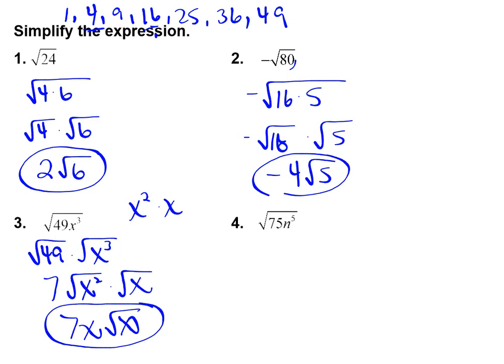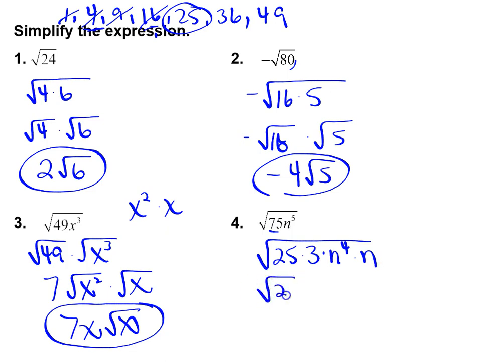We'll do the same thing here with our 75, but 75 this time is not a perfect square. So I go back to my list and say 1 is not a factor, 4 is not, 9 is not, 16 is not, 25 is. So I'm going to break this up and say it's 25 times 3. And then n to the 5th, that's odd, so it's not a perfect square, but n to the 4th is. So I'm going to say n to the 4th times n. So we break this up and we say the square root of 25 times the square root of 3 times the square root of n to the 4th times the square root of n.